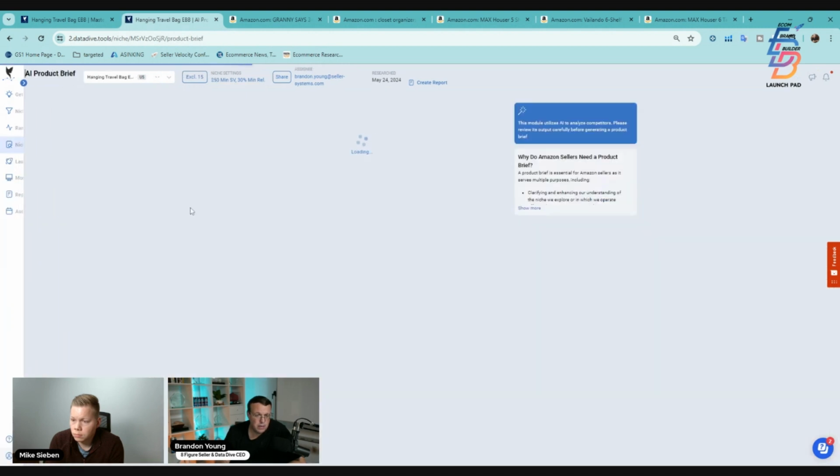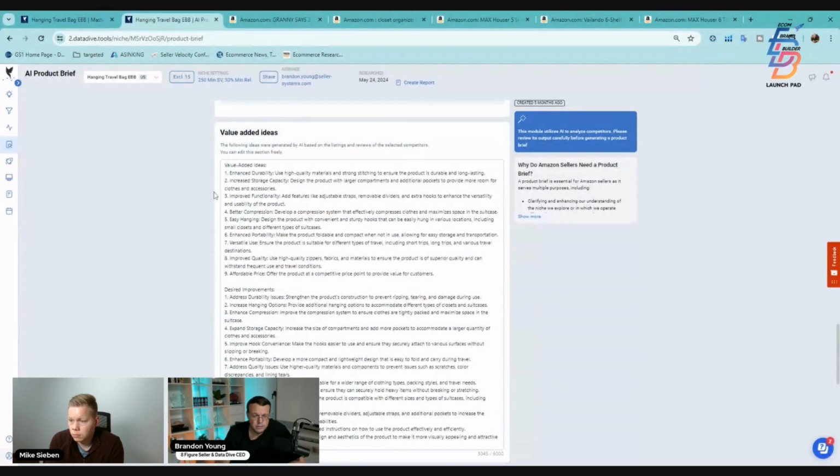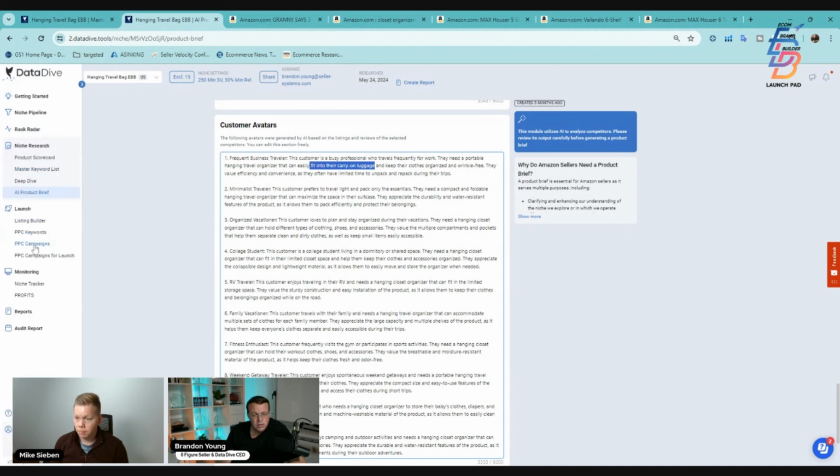But when we did the AI product brief, I remember we were able to see who the typical avatars are. And it said frequent business traveler. So they need a portable hanging travel organizer that can easily fit into their carry-on luggage and keep their clothes organized and wrinkle-free. So this is kind of the main person that you're dealing with, right? Yeah, absolutely. So fits all carry-on luggage, and then we can see if there's any carry-on keywords. Yep.